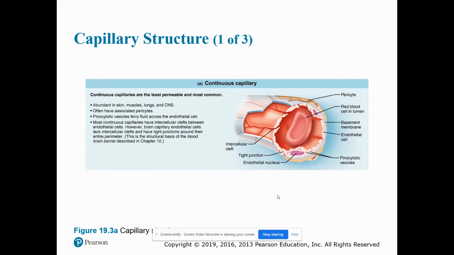So these would be your continuous capillaries. This would be a pericyte, an endothelial cell right here, and then this intercellular cleft. The tight junction, again, is where they're hooked together so that things aren't going to want to pass through there. But here we do have a place for stuff to pass through.